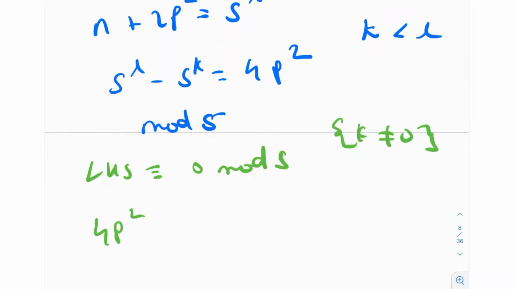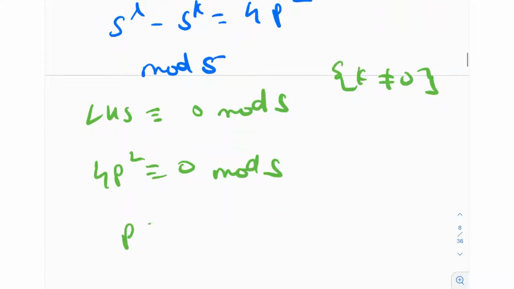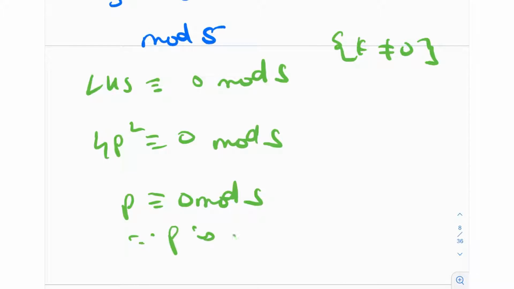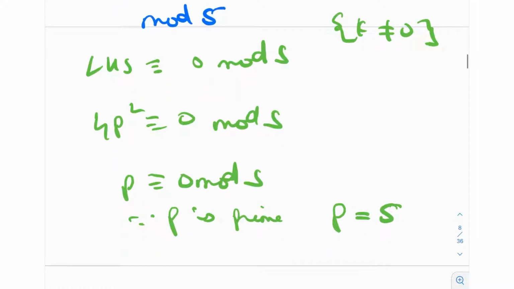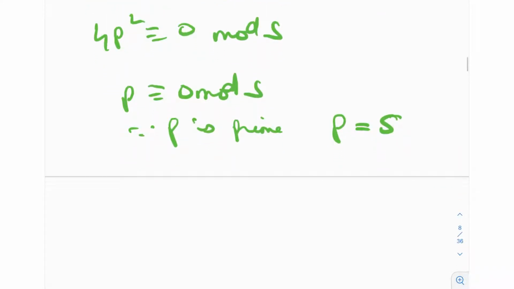So 4p squared also has to be 0 mod 5. Right? So that essentially means that p has to be 0 mod 5. And since p is a prime, p has to be 5. Right? Because there is no other prime which is 0 mod 5. No other prime. Okay, there are numbers, but none of them are primes. So p is equal to 5, and what was our question?